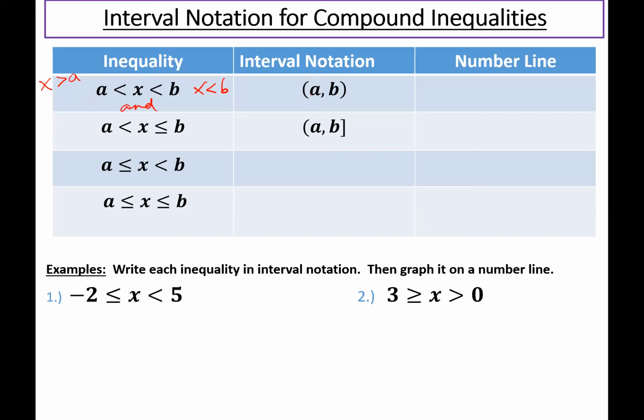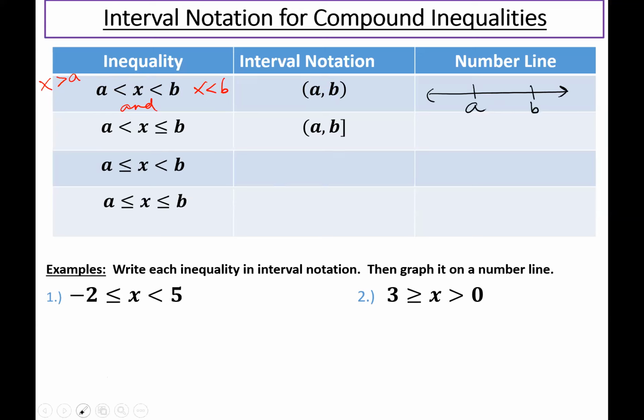Here's the interval notation. There's parentheses on both ends. A comes first, then a comma, and then b comes last. There's no infinity for these because your number line is not going on forever. x is just in between two numbers. So here's my number line. I'd have a and b.